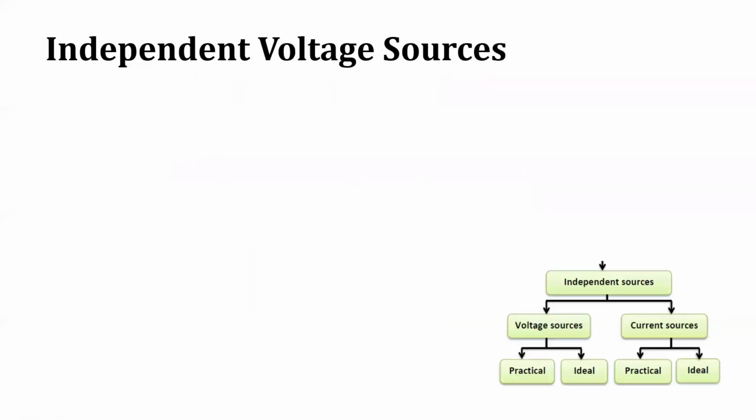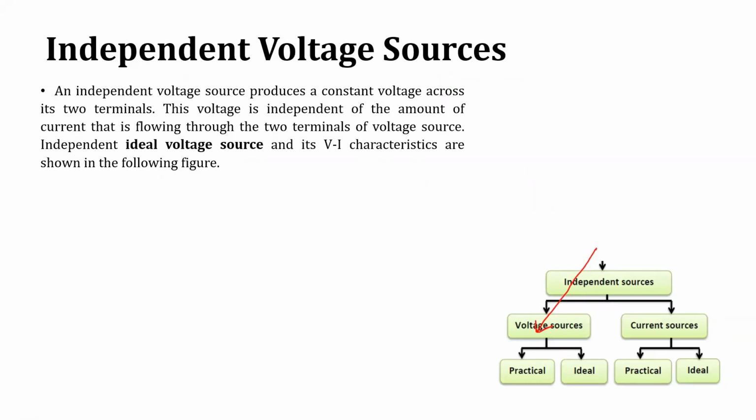First, we discuss the independent voltage source. An independent voltage source produces a constant voltage across its two terminals. This voltage is independent of the amount of current flowing through the two terminals of the voltage source. The independent ideal voltage source and its VI characteristics are shown in the figure here.